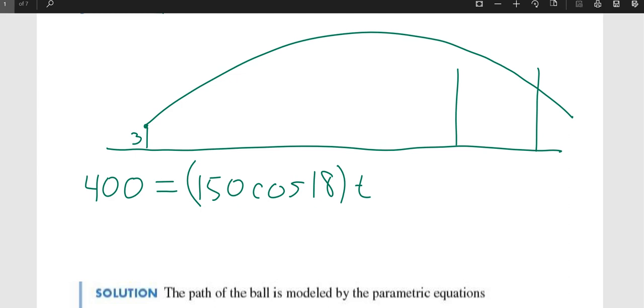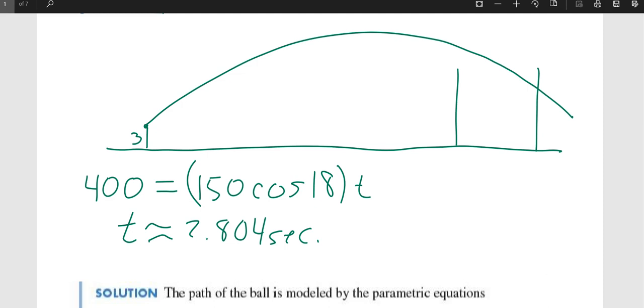400 divided by 150 cosine 18. She's typing on her calculator, even as we speak. 2.804 seconds. Are you in the wrong mode? Make sure it is in the correct degree mode. That would be a problem. Must have been using it for the last half chapter. Okay, it takes 2.804 seconds to reach 400 feet from where it was hit. That's the horizontal distance and the time that it took to get there.